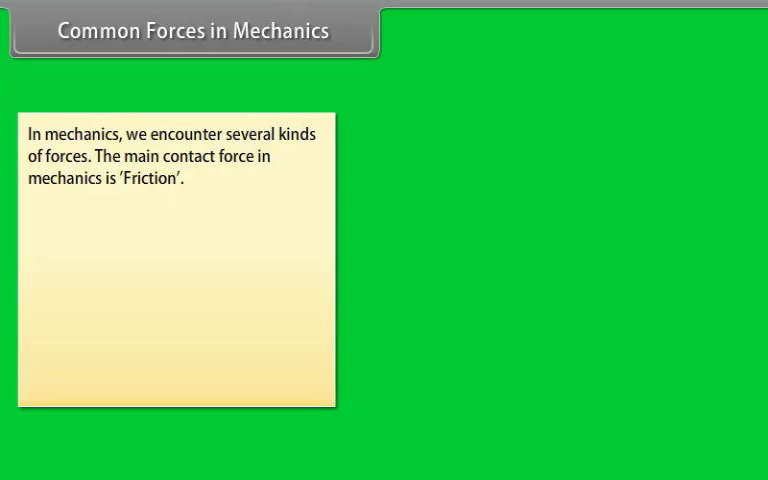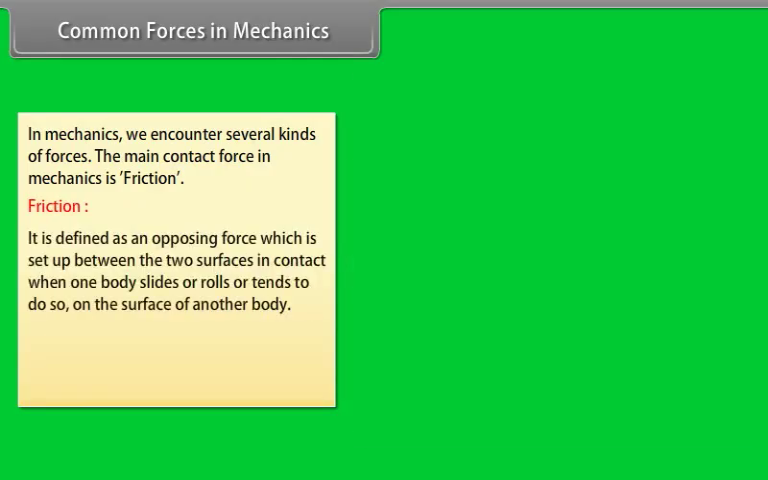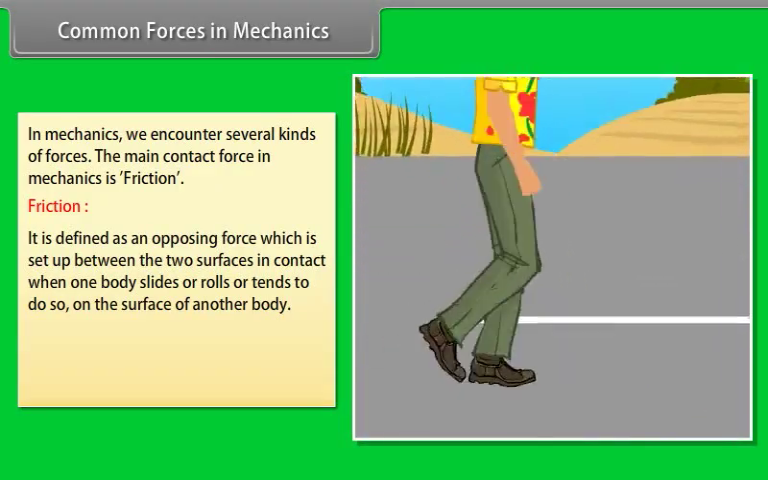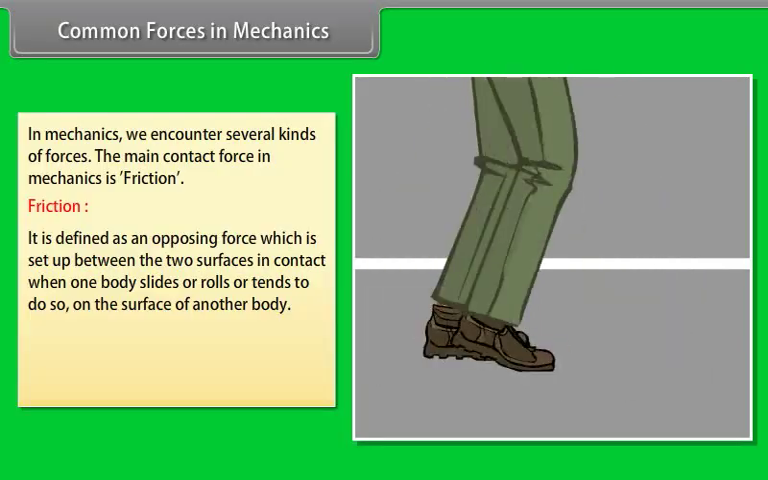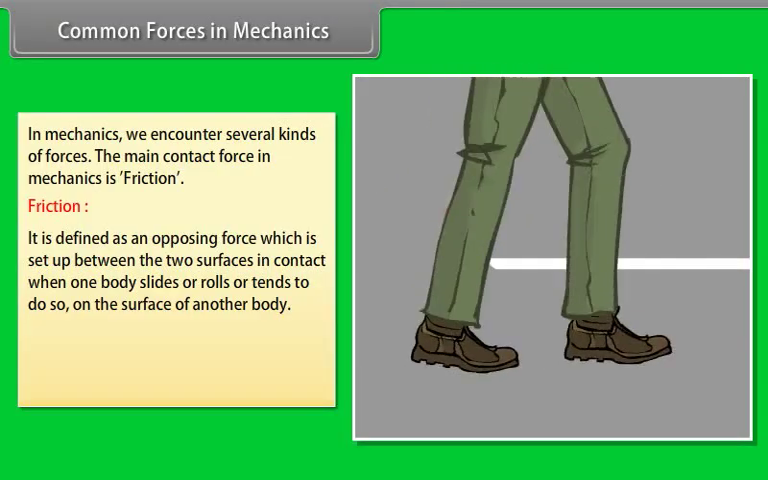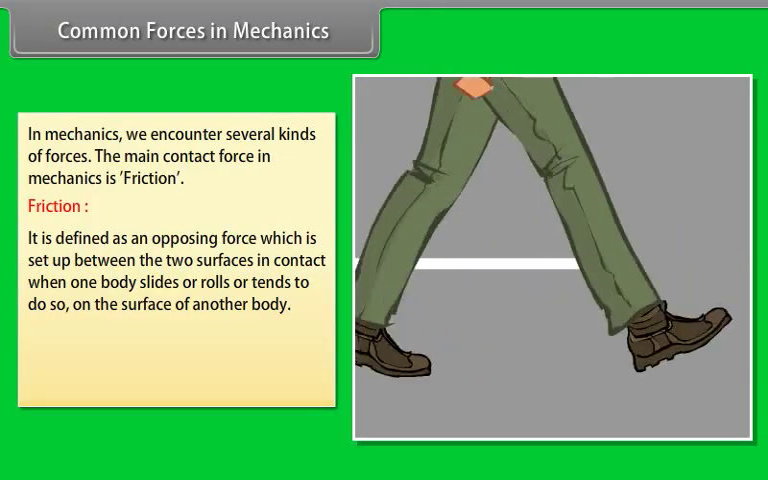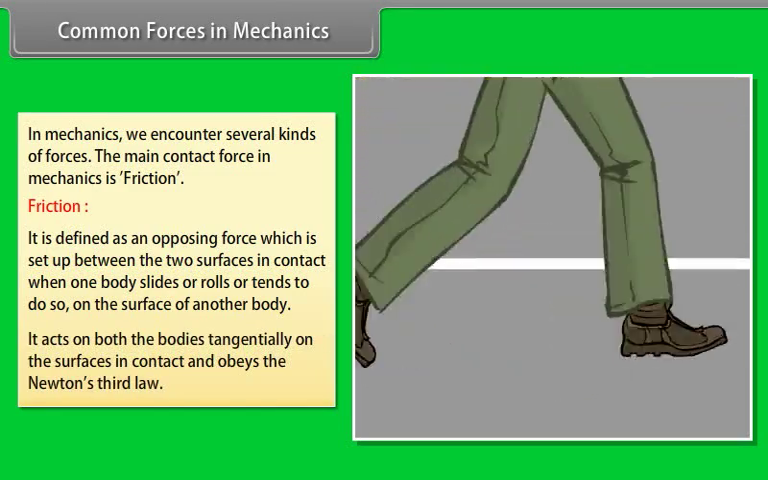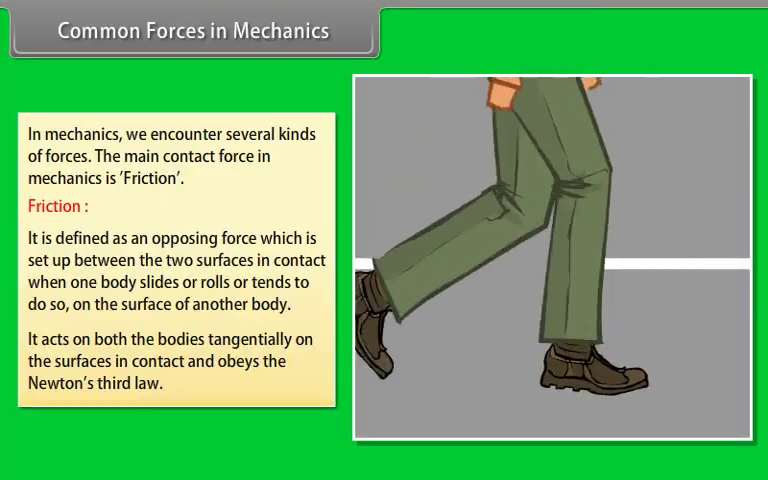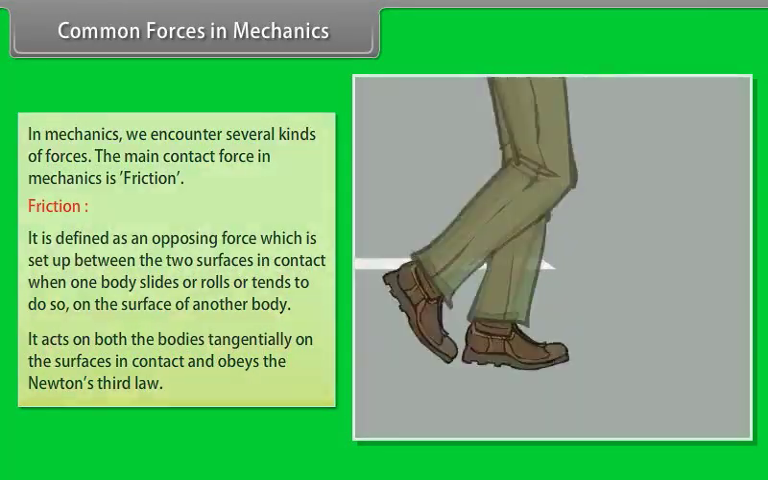Common forces in mechanics. In mechanics, we encounter several kinds of forces. The main contact force in mechanics is friction. Friction is defined as an opposing force which is set up between the 2 surfaces in contact when one body slides or rolls, or tends to do so, on the surface of another body. It acts on both the bodies tangentially on the surfaces in contact and obeys Newton's third law.